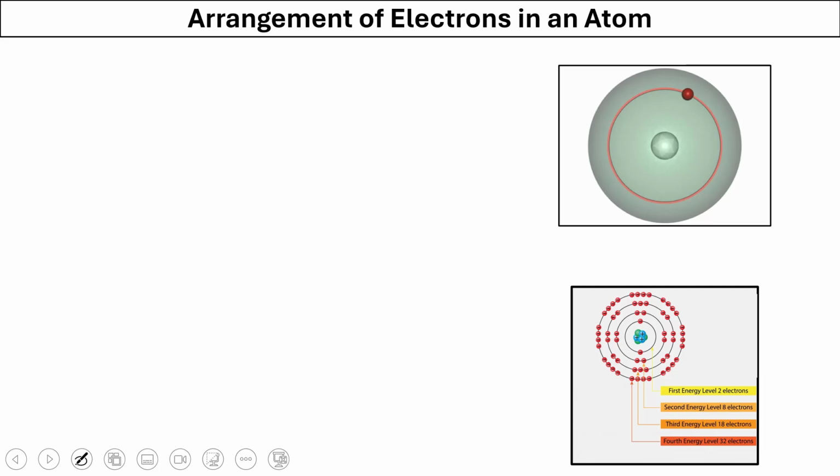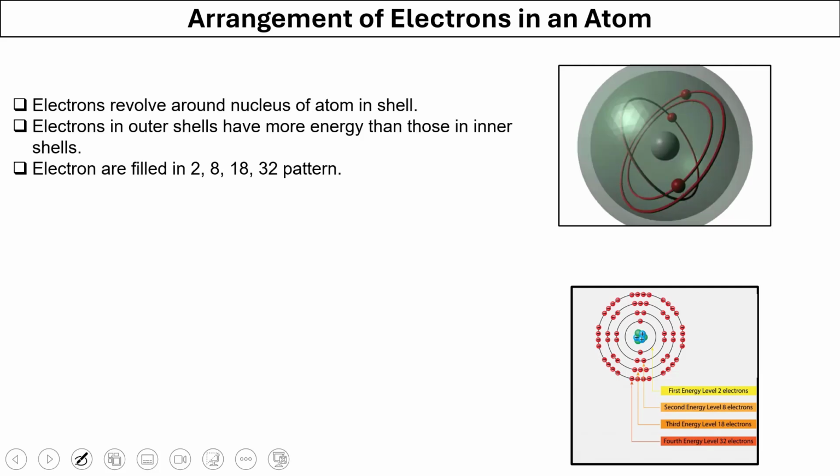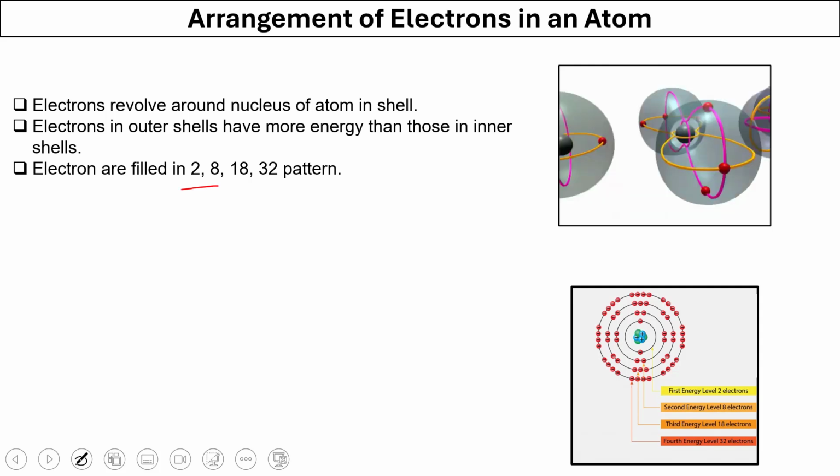What is the arrangement of electrons in an atom? Electrons revolve around the nucleus of an atom. They are filled in the shells in the pattern of 2, 8, 18, 32, which means in the first shell there are 2 electrons, in the next shell there are 8, then 18, 32. But for today's discussion, we will only need to know about the first 2 shells.